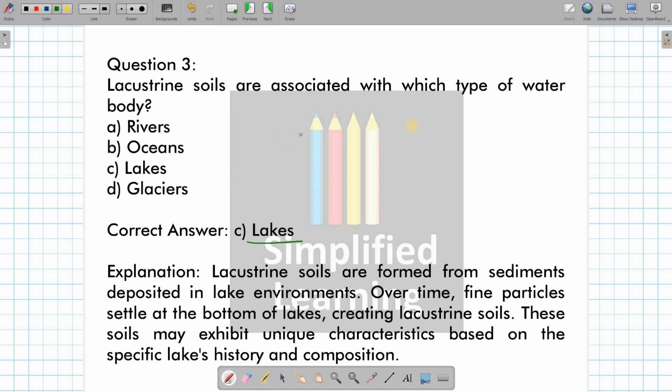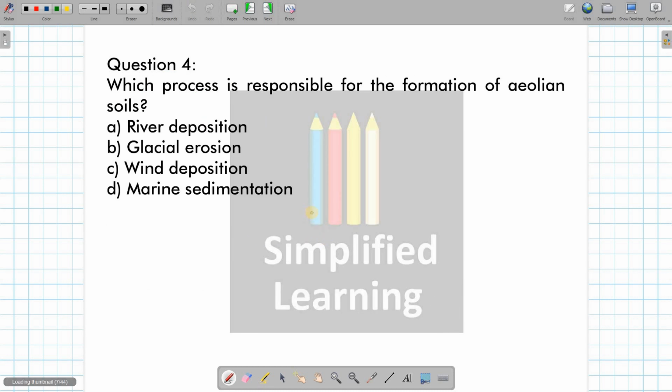Remember the similarity of the word: lacustrine always associates with the term lake. Whatever lake sedimentation is there, fine particles or minerals or organic matter, it gets deposited at the bottom of the lake, and that kind of soil is called lacustrine soil. Question number 4. Which process is responsible for formation of aeolian soil?